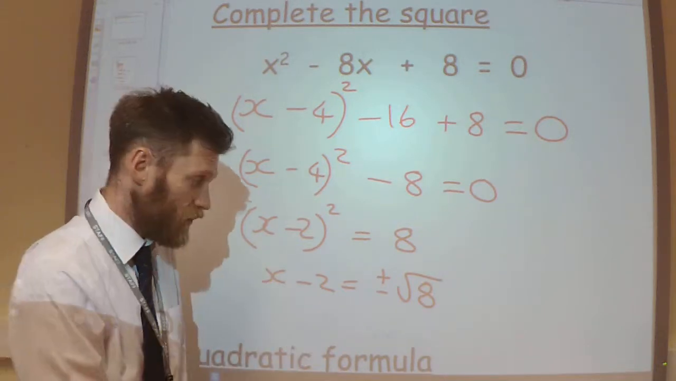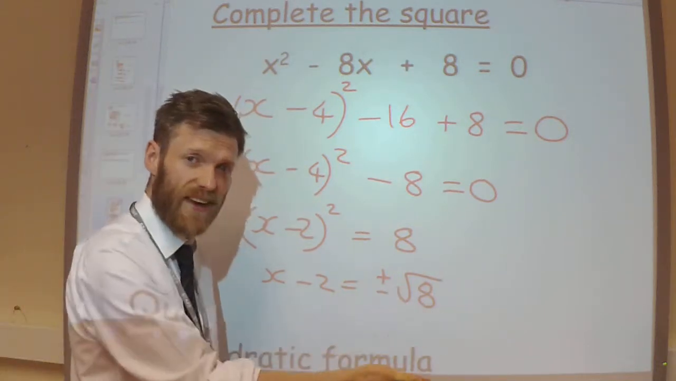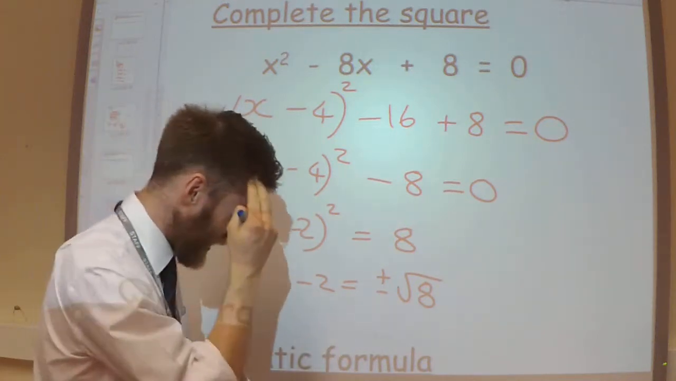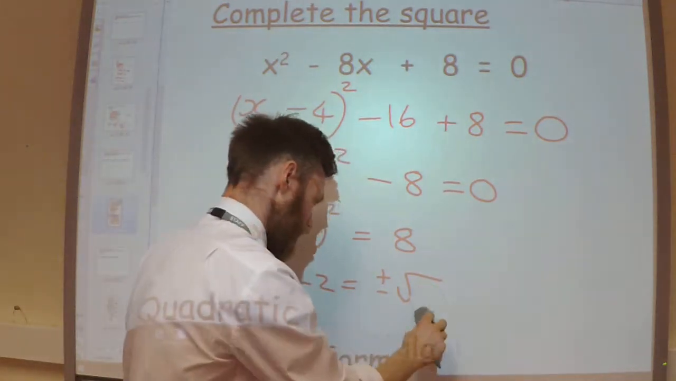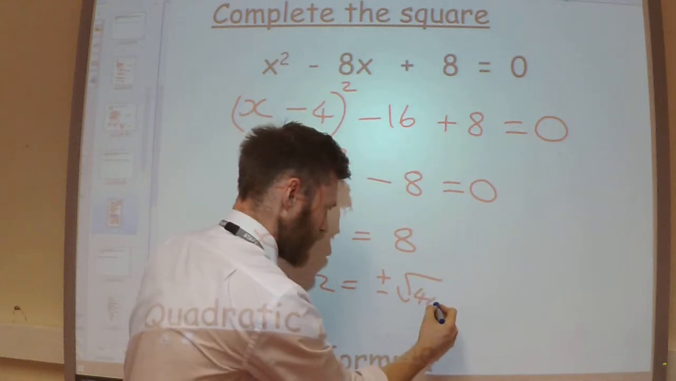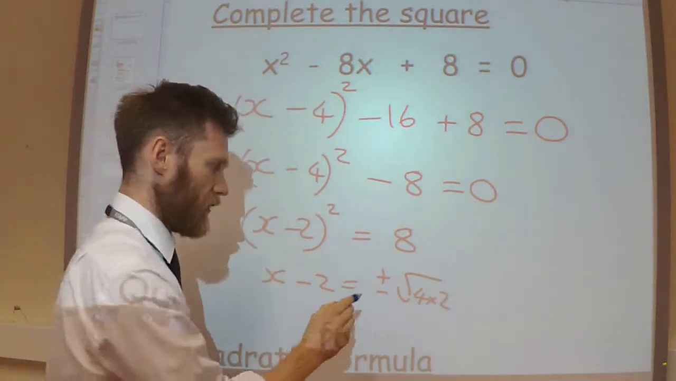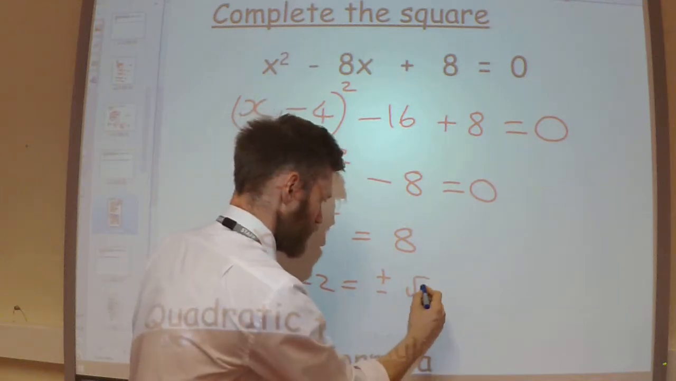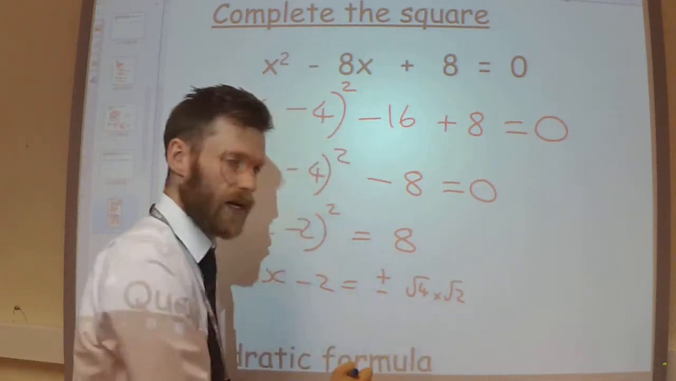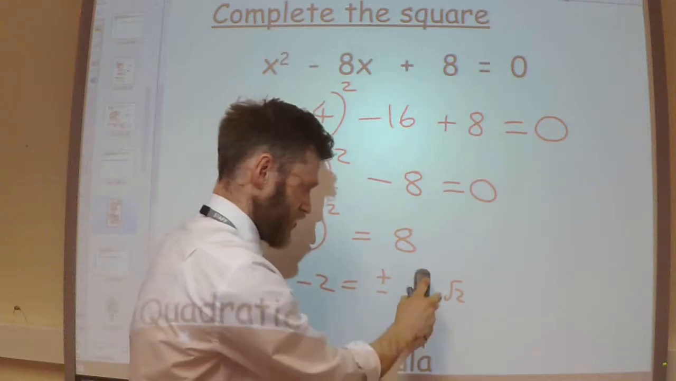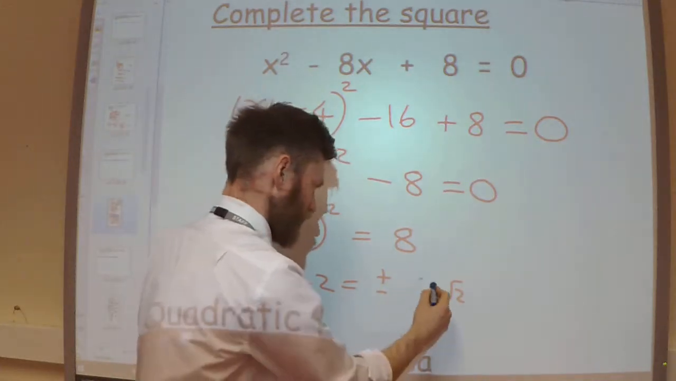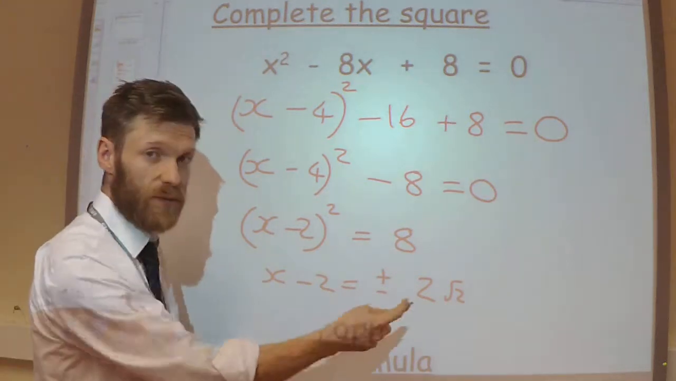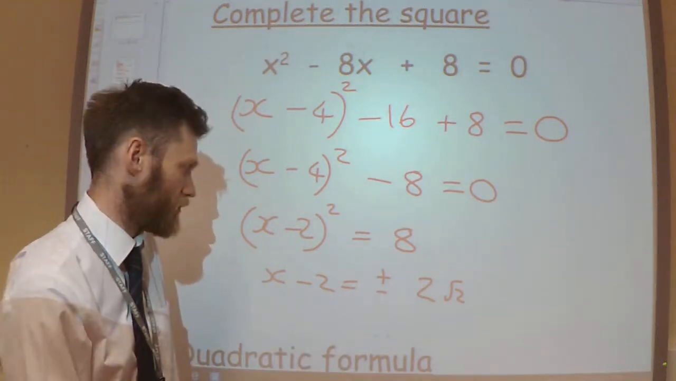The other thing that's useful to do, root 8, you should recognise that as a surd that you can simplify. Root 8, well that's the same thing as root 4 times 2, which is the same thing as the square root of 4 times the square root of 2. And the square root of 4 is 2. So you can rewrite root 8 as being 2 root 2. You should remember that from GCSE.